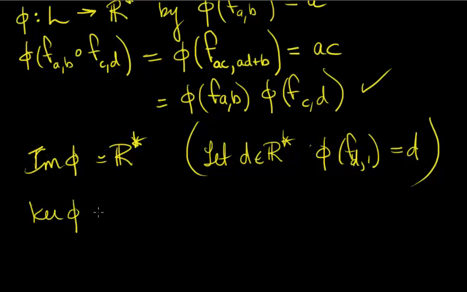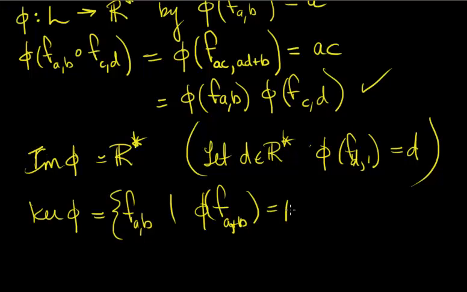The kernel of phi will be equal to the set of all f sub a comma b such that phi of f sub a comma b is equal to 1, the identity in R star. Well, that's just when a is equal to 1. So it's equal to the set of all f sub 1 comma b, where b can be any real number.